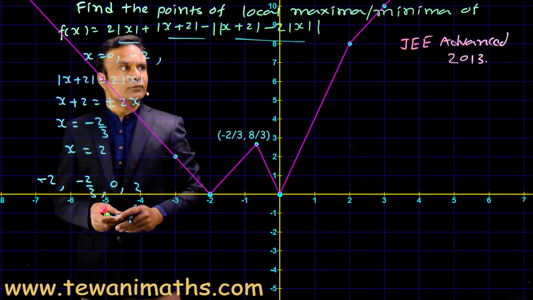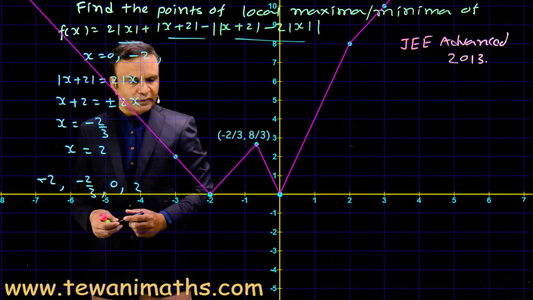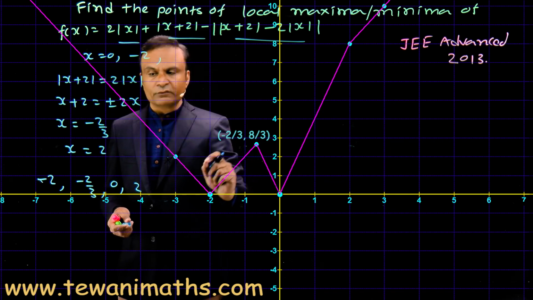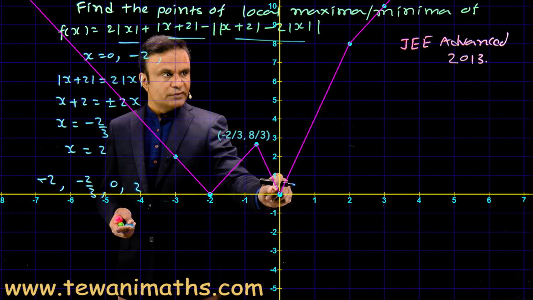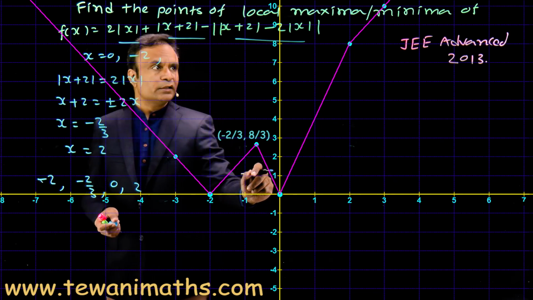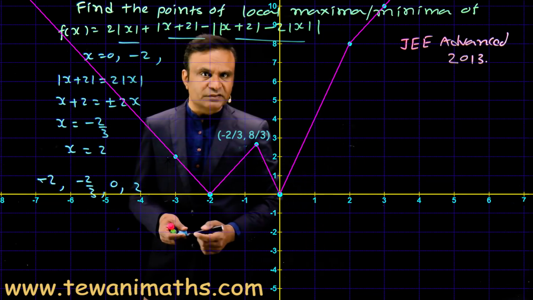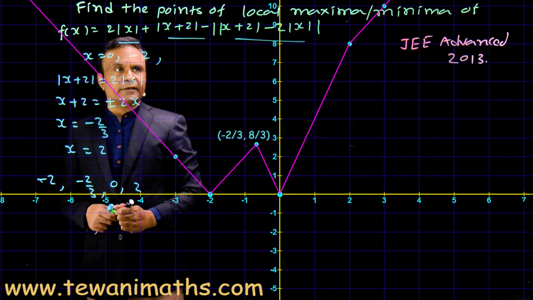Now which are the points of local maxima and minima? It is visible from the graph. x is equal to minus 2 is a point of local minima. x is equal to minus 2 by 3 is a point of local maxima. 0 is a point of local minima and 2 is neither minima nor maxima. It's visible.